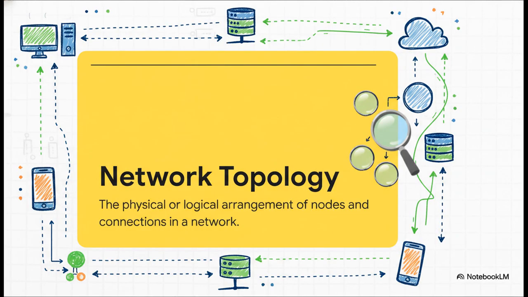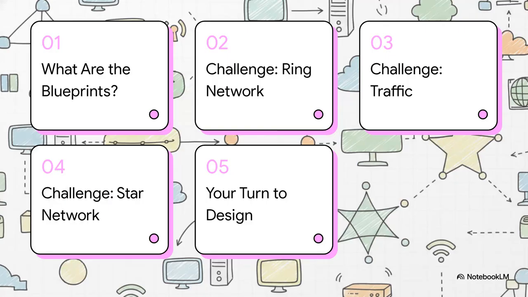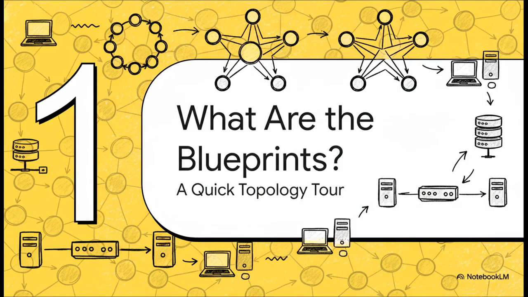You can think of it like an architectural blueprint, but for a network. It's the map that lays out exactly how data gets from point A to point B, spelling out all the pathways and connections. Okay, so here's what we've got on tap. First, we're going to do a quick tour of the main types of blueprints. Then, and this is the fun part, we'll get our hands dirty with a few challenges to see how this stuff actually works in practice. All right, let's jump right into Section 1.